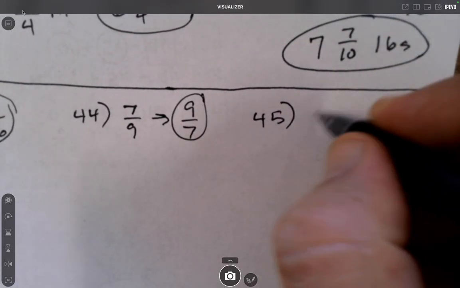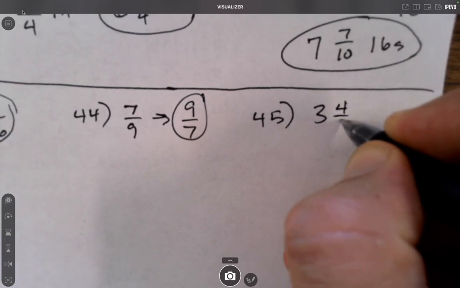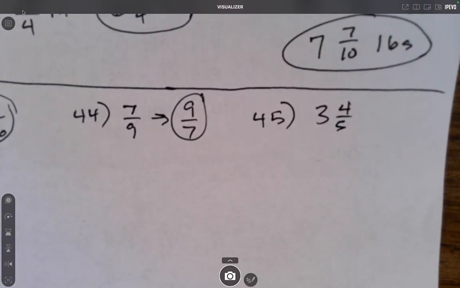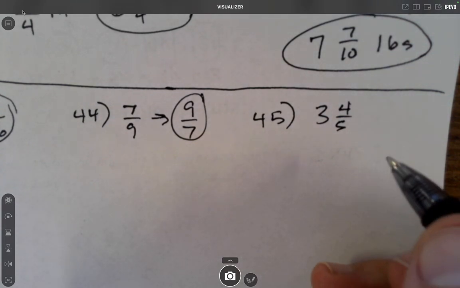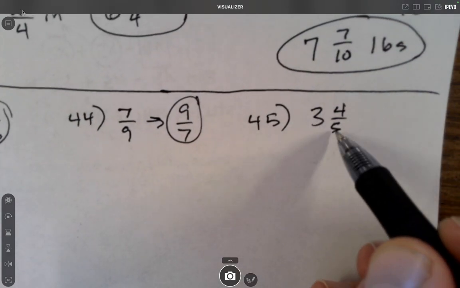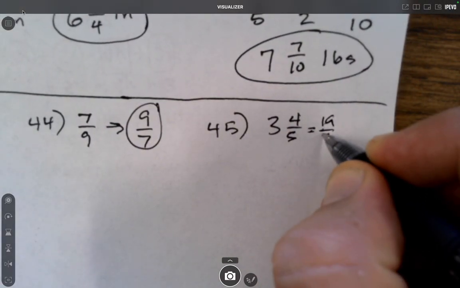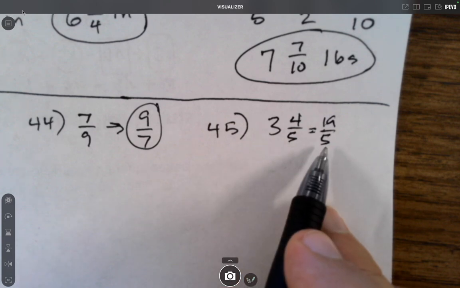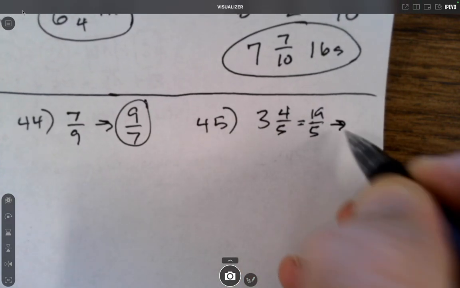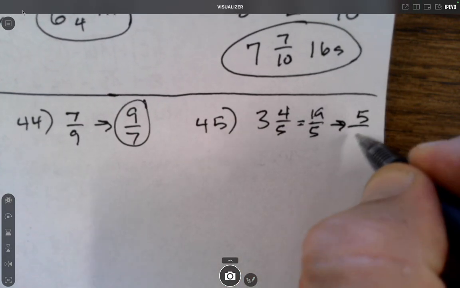45, we have 3 4/5. So before we can find the reciprocal, we need to write this as an improper fraction. You can't just flip the fraction and leave the whole number the way it is. You've got to rewrite it as an improper fraction, then flip it. So 3 times 5 is 15, plus 4 is 19. So 19 over 5, that's equal to what we started with. So its reciprocal is just that number flipped over, which is 5 over 19.